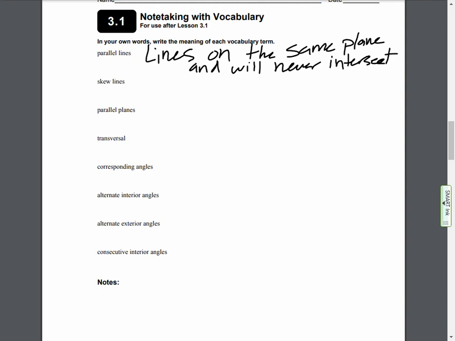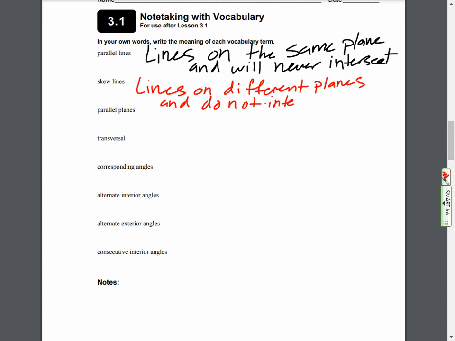Okay? Skew lines. Skew lines are lines on different planes and do not intersect. Okay, in 3.1, the first part, the first video, we looked at a few examples of skew lines.